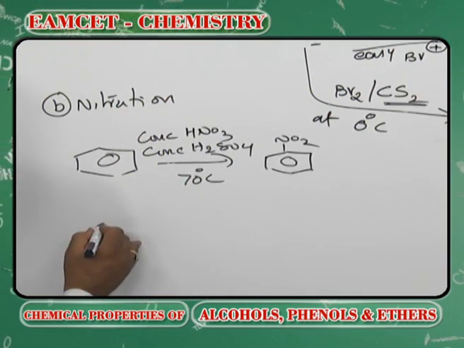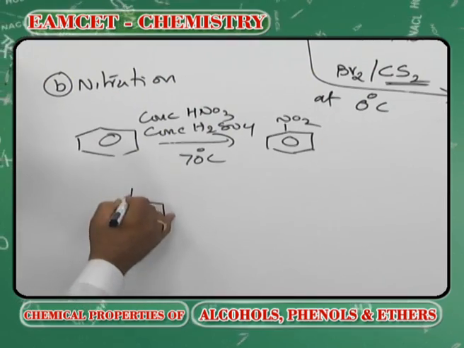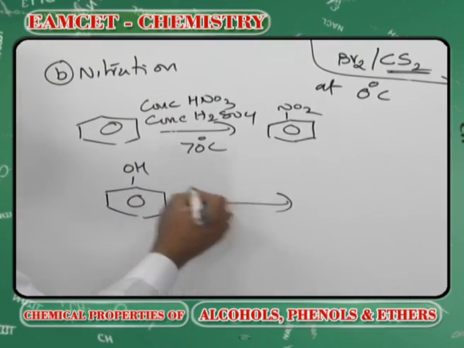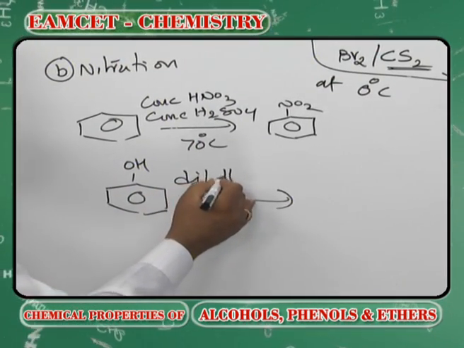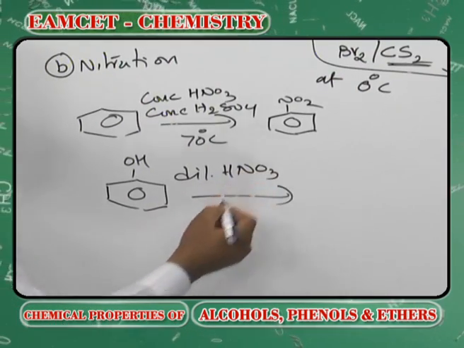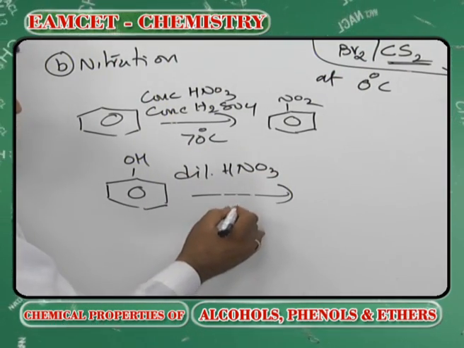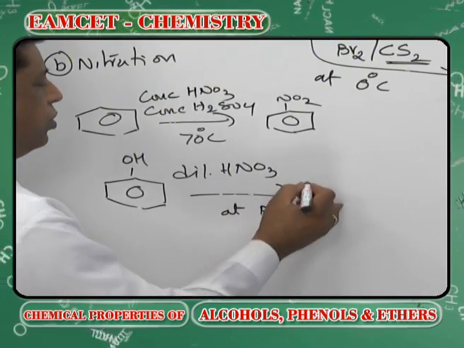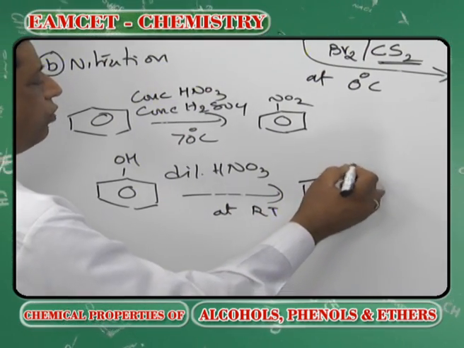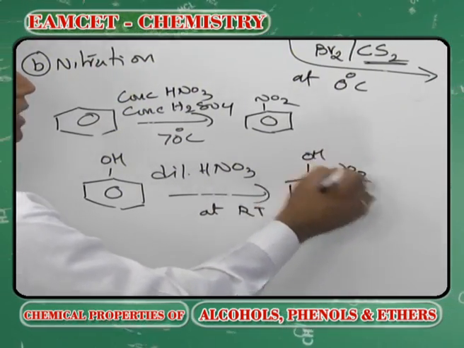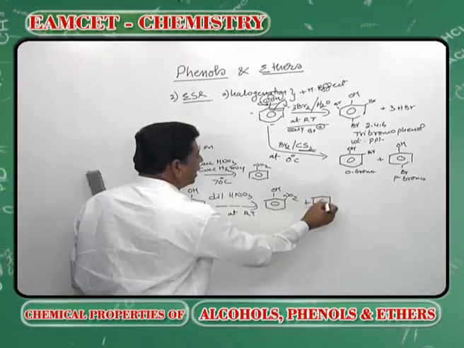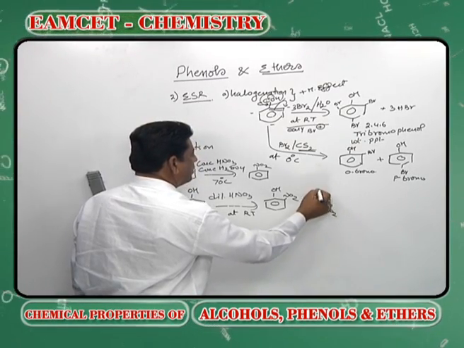Now, see the phenol, how best it is going to react. The phenol, you just take dilute sulfuric acid, dilute HNO3, that's all. Then at room temperature, no heating at all, you will get orthonitrophenol plus paranitrophenol. A mixture is going to form, however.